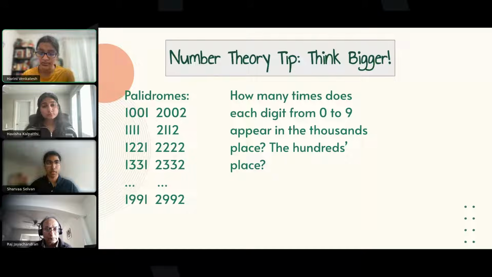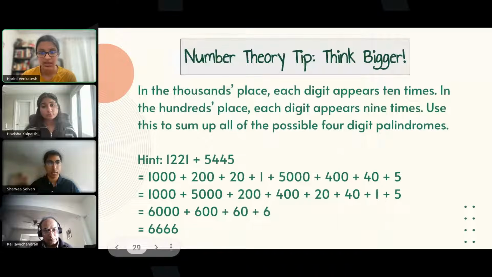But in the hundreds place, each digit is actually going to appear 9 times, because you have 1001, 2002, 3003, 4004, up until 9009. So that's 9 times for the hundreds place, and so on and so forth. Then you can use this to sum up all the possible 4-digit palindromes.